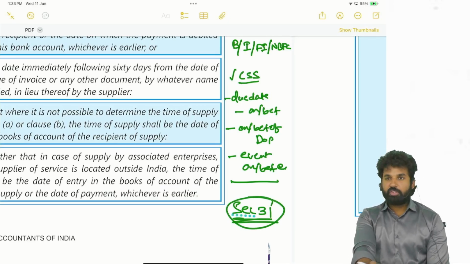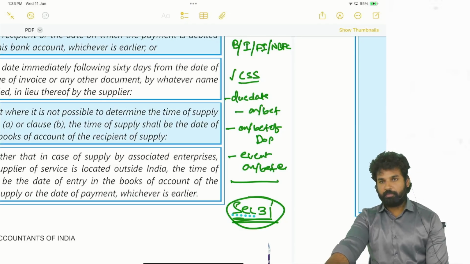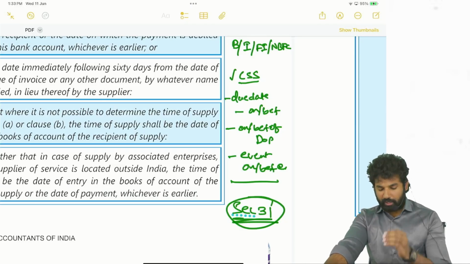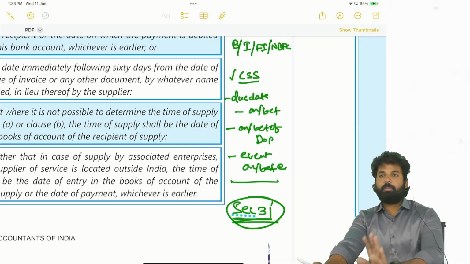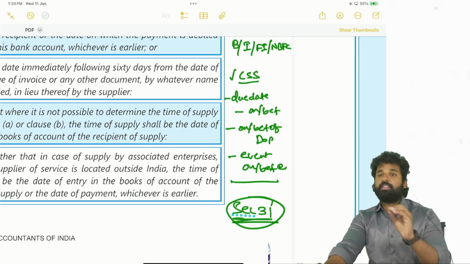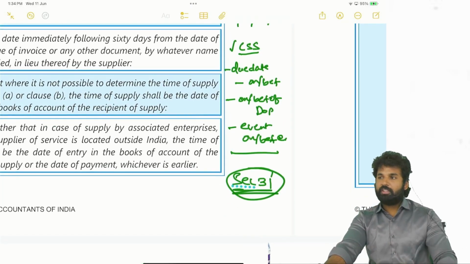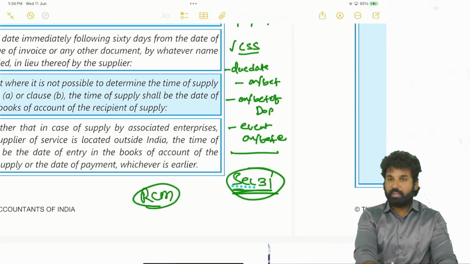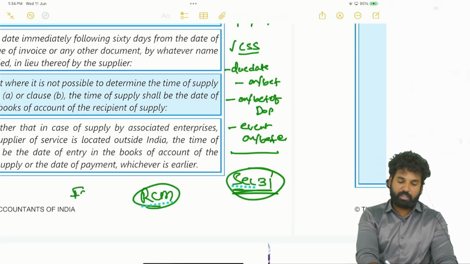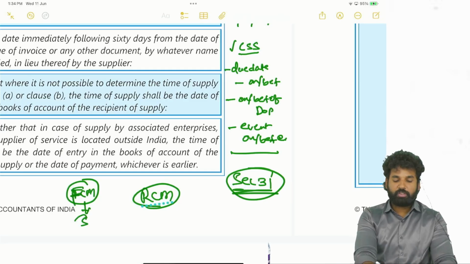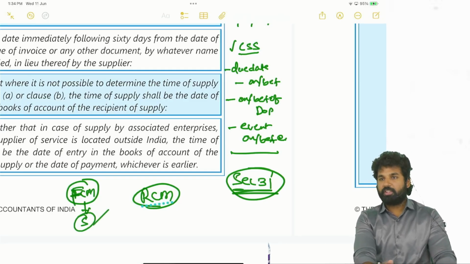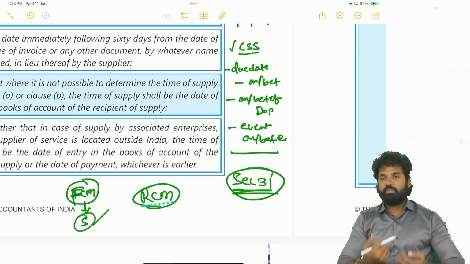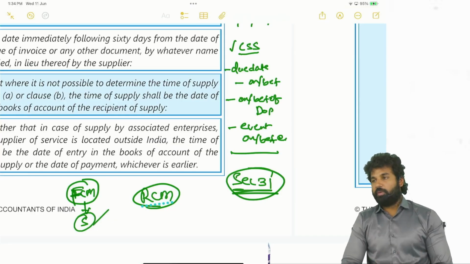So why do we need this due date for issue of invoice? At any cost, the supplier who is supplying has to issue the invoice. Generally, who will issue the invoice? The supplier will issue the invoice. Even in case of reverse charge mechanism, we have made a discussion on this. Under forward charge mechanism, the supplier has to issue the invoice. The supplier is a registered person, he is collecting GST from the recipient, hence he has to issue a GST invoice or a tax invoice.